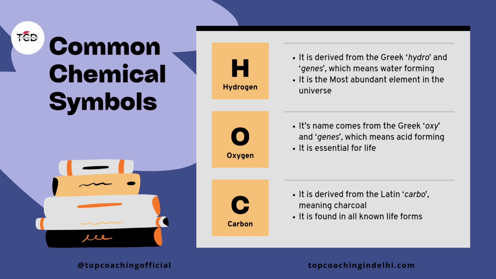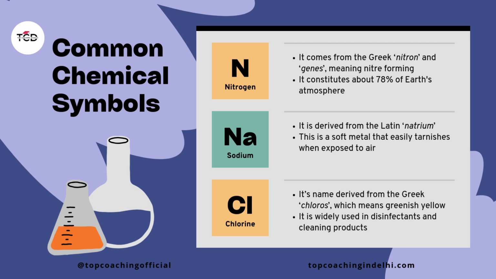C means carbon, it is derived from the Latin carbo, meaning charcoal. It is found in all known life forms. N means nitrogen, it comes from the Greek nitron and genes, meaning nitrate forming. It constitutes about 78% of Earth's atmosphere.